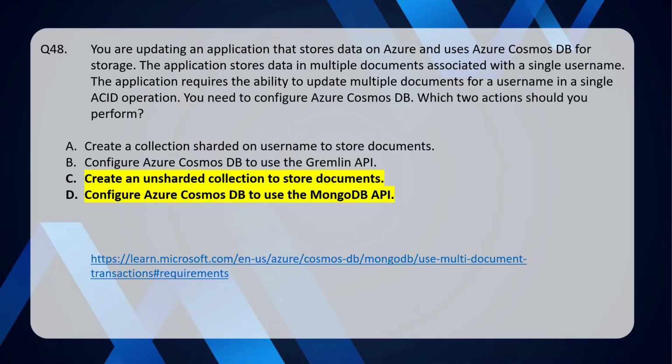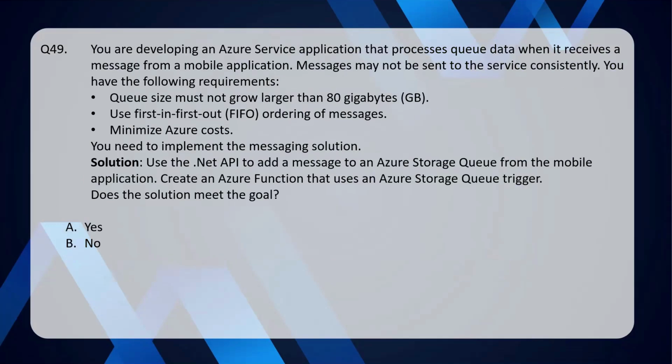Question number 49 of the series. You are developing an Azure service application that processes queue data when it receives a message from a mobile application. Messages may not be sent to the service consistently. You have the following requirements. Queue size must not grow larger than 80 gigabytes. Use first in first out ordering of messages. Minimize Azure costs. You need to implement the messaging solution.